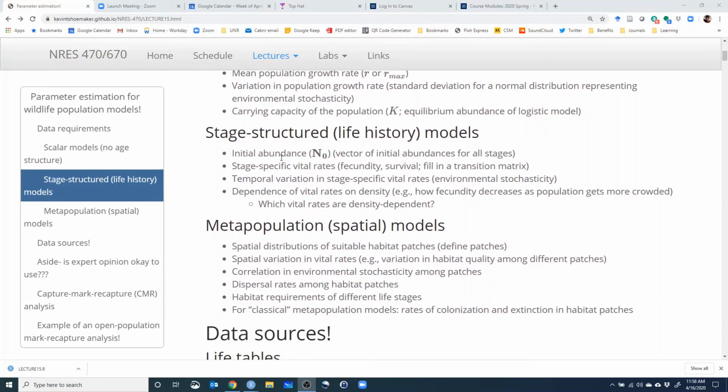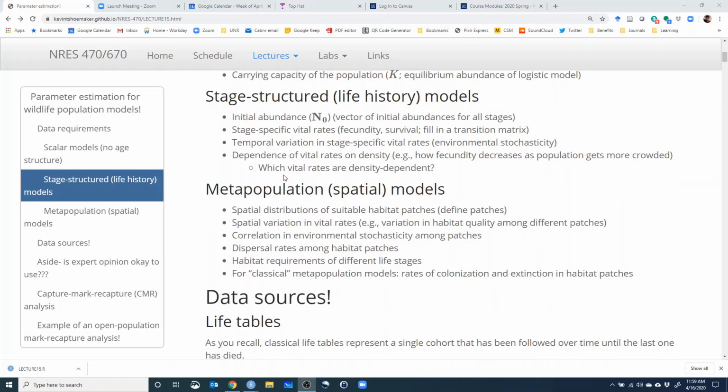If we start thinking about age-structured or stage-structured models, we need to know the initial abundance, not just of the total population, but the initial abundance of every stage that we want to model. So we need to know the total number of hatchlings, the total number of juveniles, subadults, whatever, right? And we also need to know the vital rates for each of those stages. When I say the vital rates for each of those stages, basically what I mean is each element in the transition matrix. Those are kind of the vital rates for a stage-structured model.